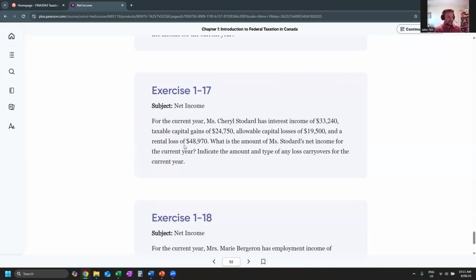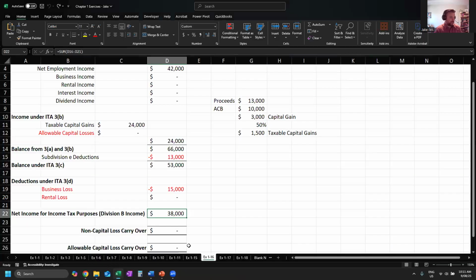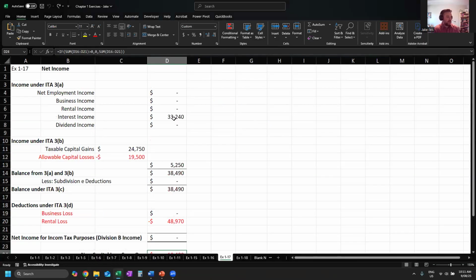What is the net income for the current year? Do we have any loss carryovers? So we started with 33,240. That was our interest income. Our taxable capital gains was 24,750, and from this number we can subtract our allowable capital losses. So our net capital gains was 5,250. So that can be added to our 33. That's 38,490. We weren't told of any deductions, but we were told of a rental loss.